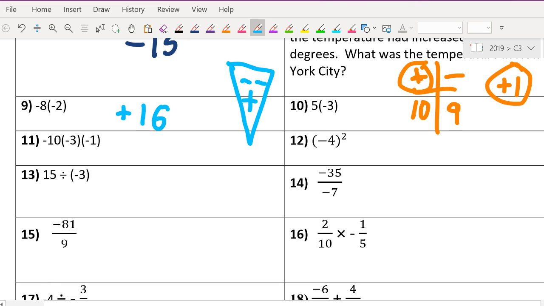All right, how about this one? That is negative 15. Okay, why negative? Because there's a positive and a negative, which makes a negative. Good job.